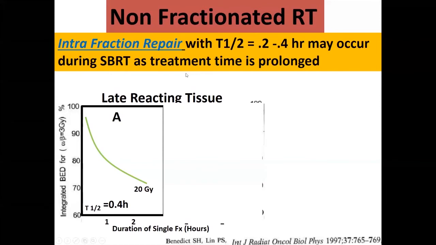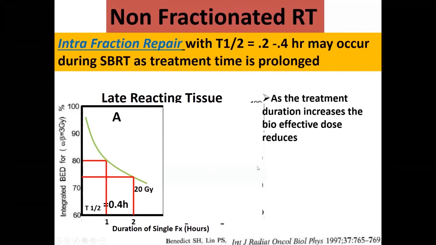But usually it is delayed or prolonged. So how does it affect the normal tissue? Now, this intrafraction repair will have a protective effect on late reacting tissue. As you can see on this graph, if the delivery time is increased from 1 hour to 2 hours, then biological effective dose will reduce from 80 to 70. So it has a protective effect. So we can say that as the treatment duration increases, the biological effective dose reduces for late reacting tissue.